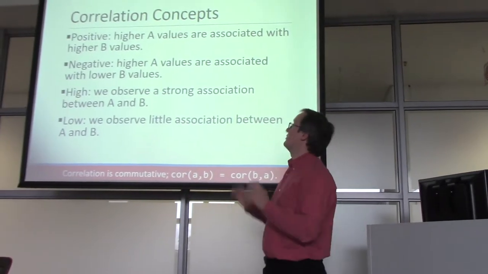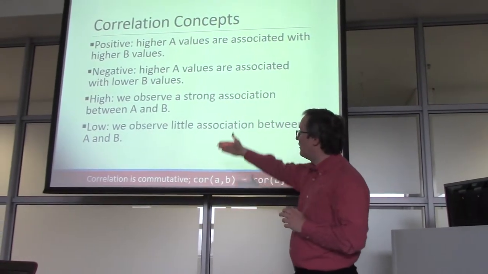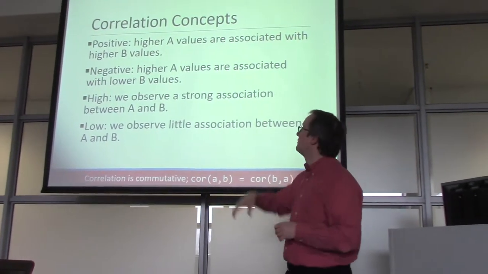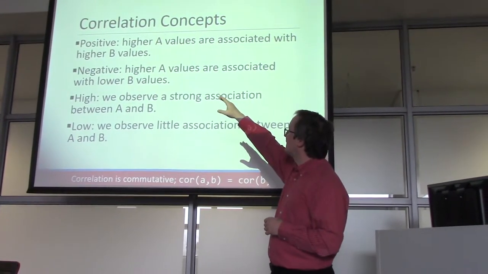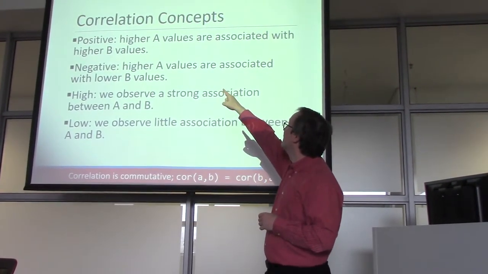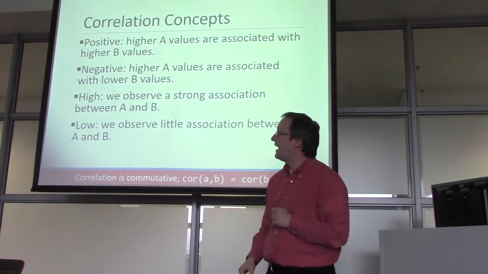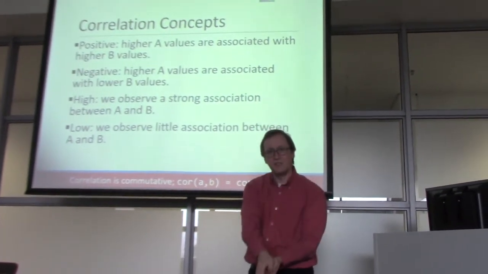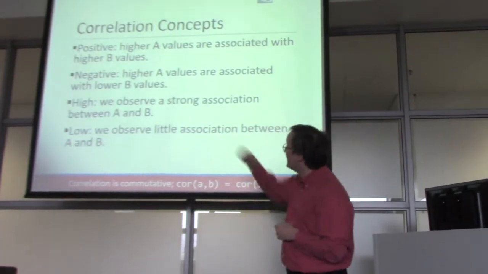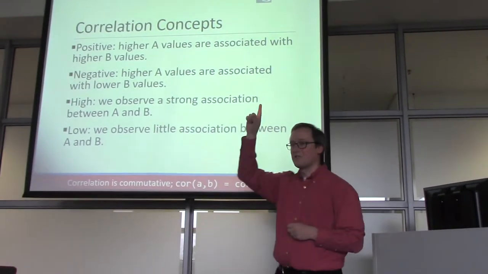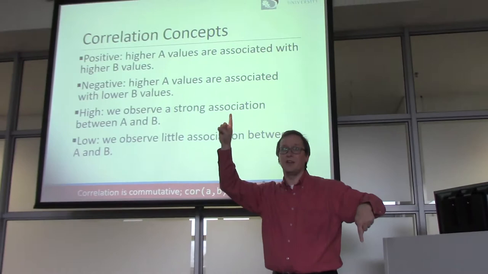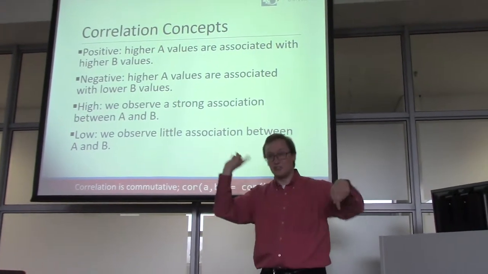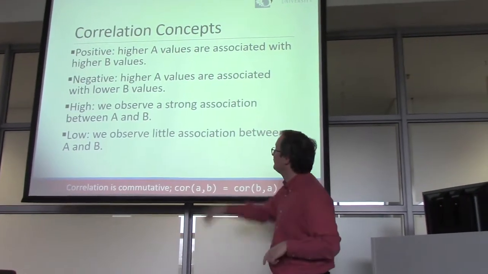So, what is correlation then? We can talk about four principles associated with it. Correlation means that if you have higher A values, they're associated also with higher B values. So a positive value for correlation means that the two rise together. Negative: higher A values are associated with lower B values. That's also correlation, it's just a negative correlation.